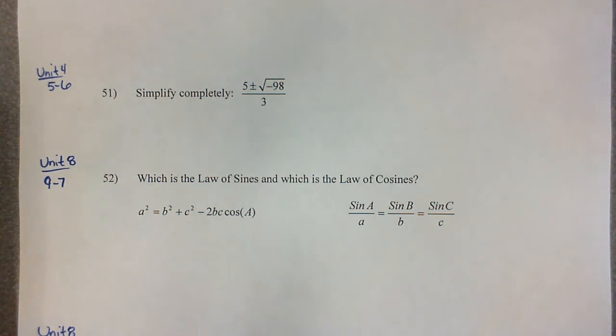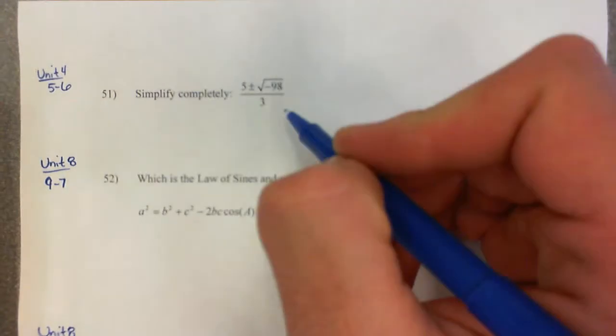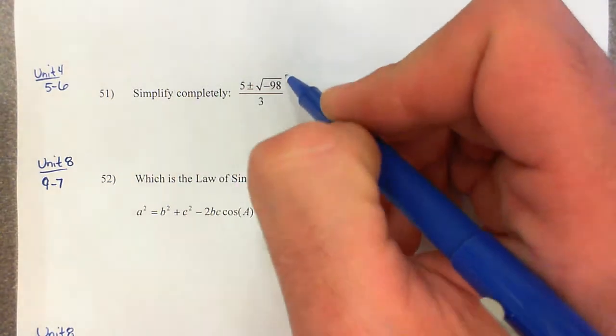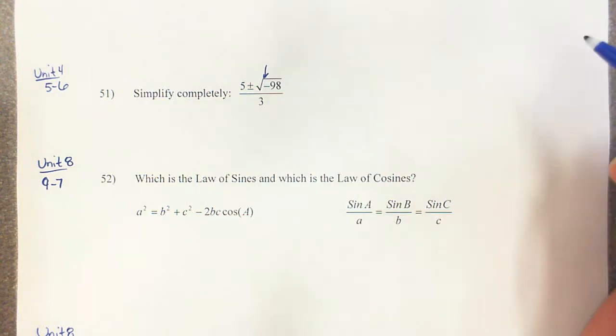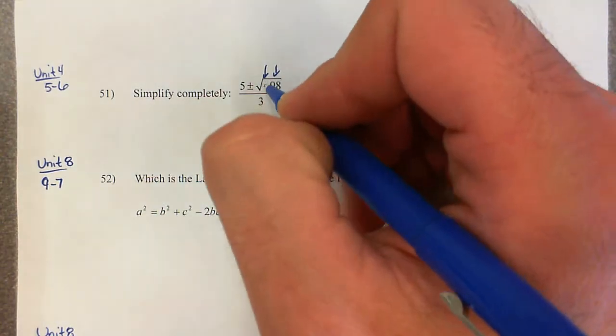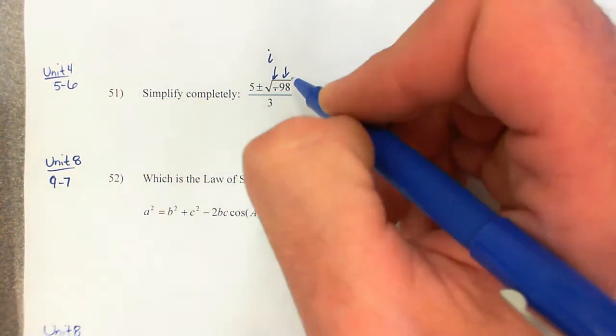Alright, in the previous video I forgot to cover 51, which actually went with the previous video. So let's do this one. Again, we're just simplifying this. We need to get rid of the negative under the square root and also reduce the square root of 98. So remember, the negative is going to come out as an i.